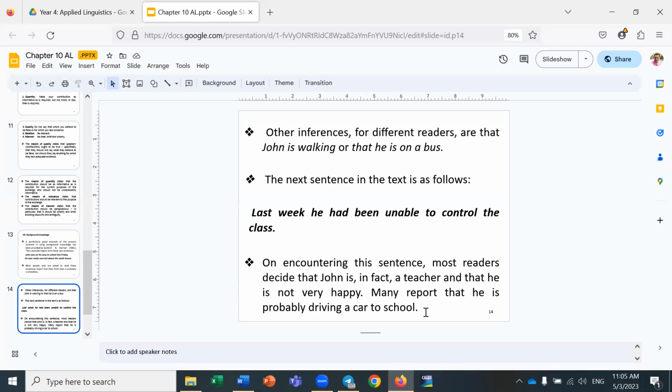In that case, in the first two sentences, you say that John is a schoolboy, and then John is walking or probably on the school bus. But when you read the third sentence here, your interpretation changes. John's role becomes teacher, and then John is now probably driving a car to school. Okay, again, I just want to repeat, you keep coming up with different interpretations because of your own lack of background knowledge.